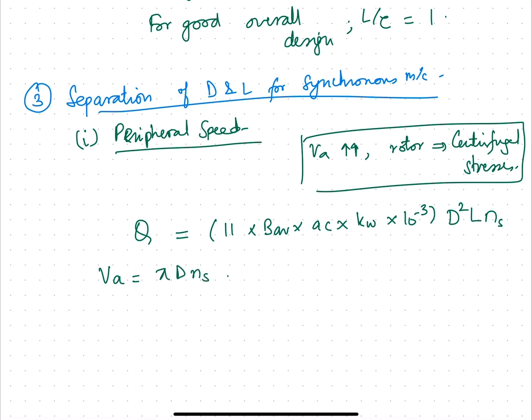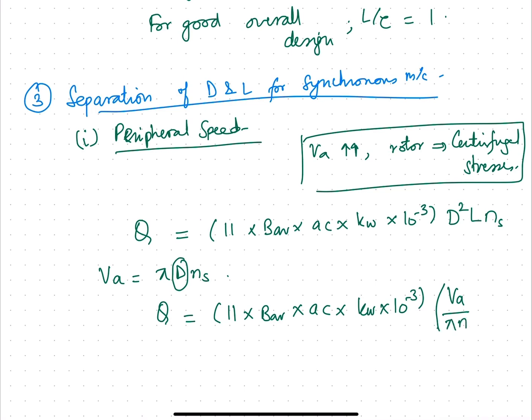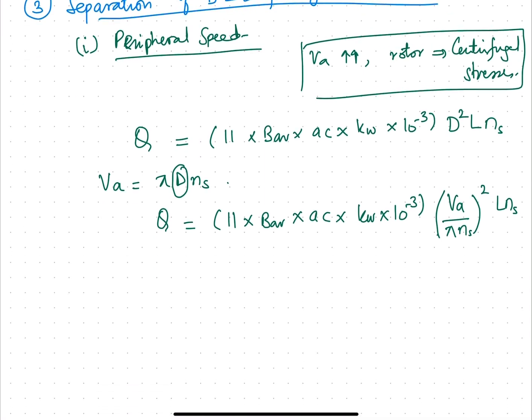So if you substitute this value of D in the above equation, we get 1.11 times BAV times AC times KW into 10 to the power minus 3 into VA square L over ns. So with this equation, we can basically get an idea about how much the length and diameter has to be set.